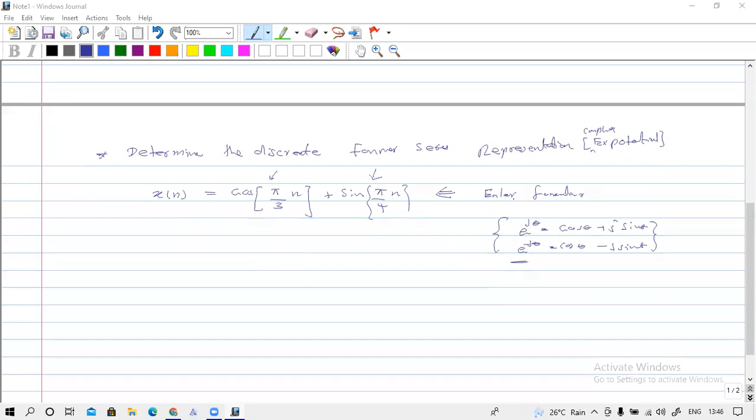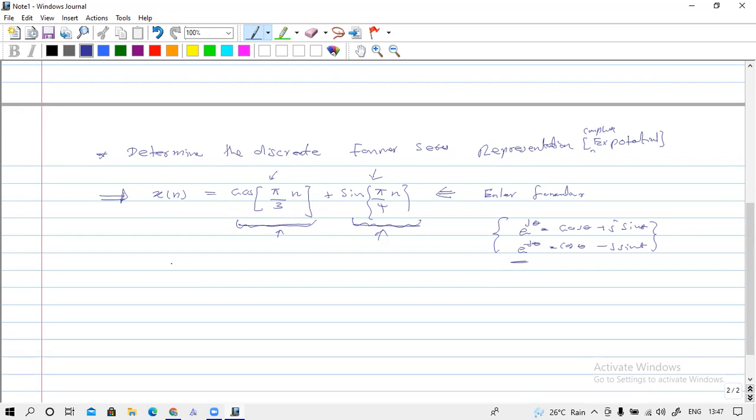So here the discrete time signals are given. x[n] = cos(πn/3) + sin(πn/4). You can see that this is a composite signal. That means one cos term and one sine term combine to form this signal. So the signal is a combination of this signal and also this signal.